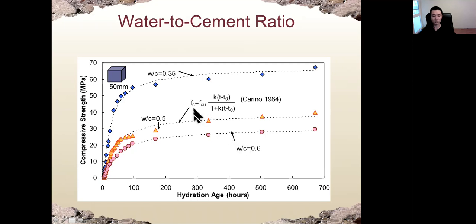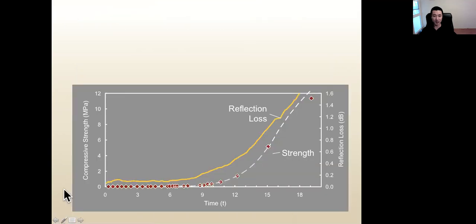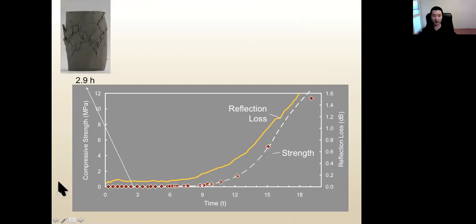Okay, and we can also estimate the strength of concrete at a certain age based on the ultimate strength of concrete, some constant, and the time of interest. T0 here is the age at the starting of the strength development of concrete. You can think of this as the initial set time of concrete. And here shows again how the strength will increase over time.